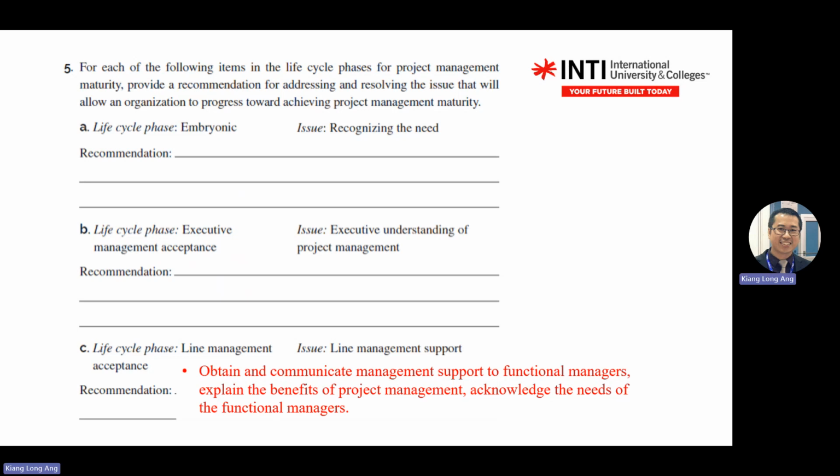Okay, so the first one is embryonic. You have 5 phases. The first one, you are already in the stomach, embryo inside. Right? So provide a recommendation for addressing and resolving issues that will allow the organization to progress towards achieving project maturity. So the first phase is embryonic. The issue is recognizing the needs. So what is your recommendation to solve this one?